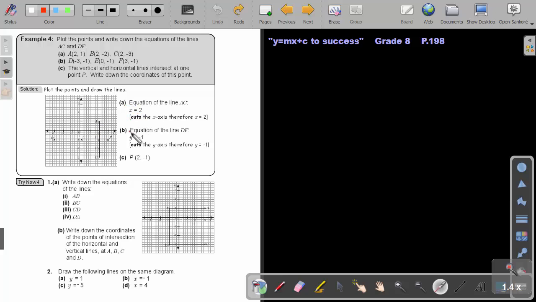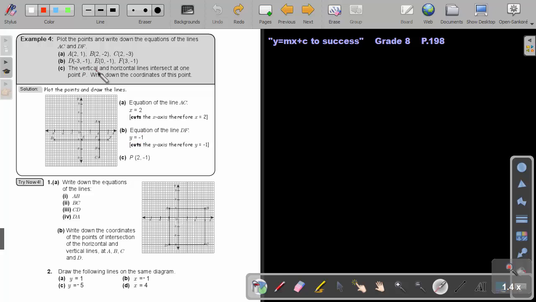Remember the word cuts. Okay, plot those points. D is -3 and -1. There is E, 0 and -1. There is F, 3 and -1. So I must write down the equation of DF. It's cutting the y-axis and it cuts at -1. That's why it's y equals -1. So focus on the word cuts.